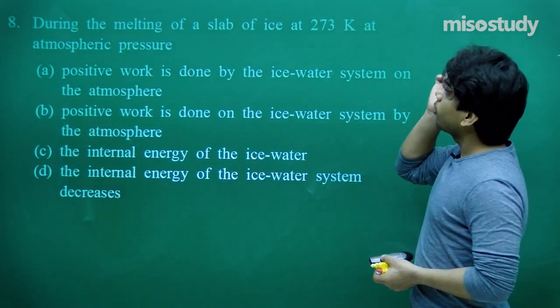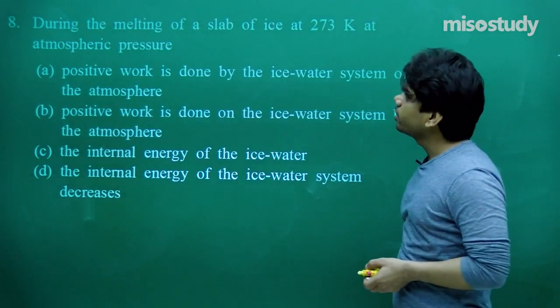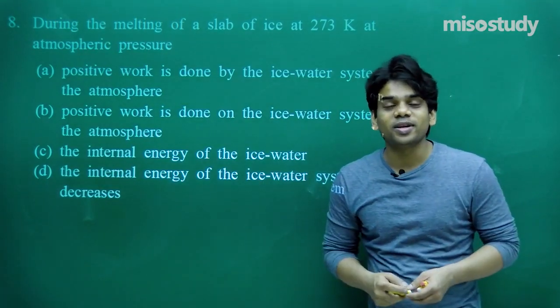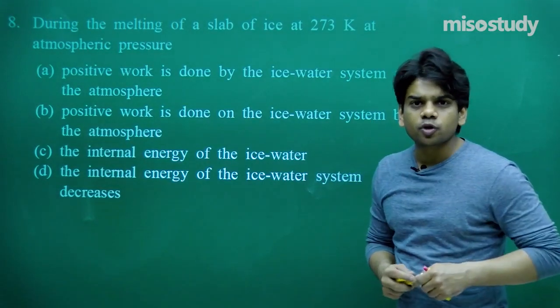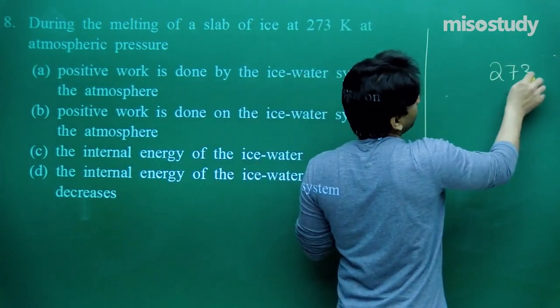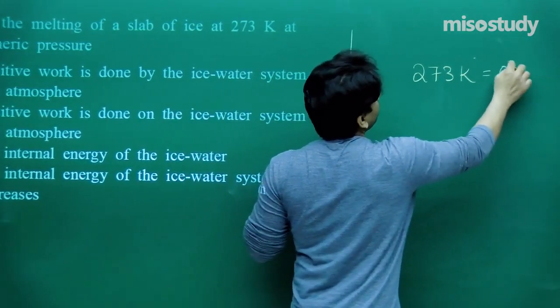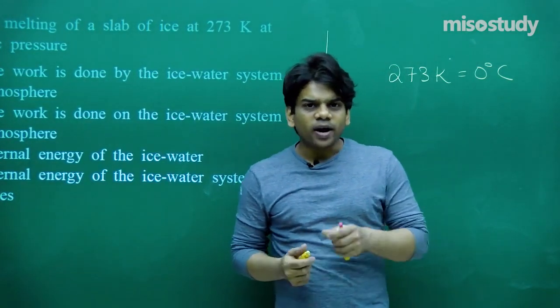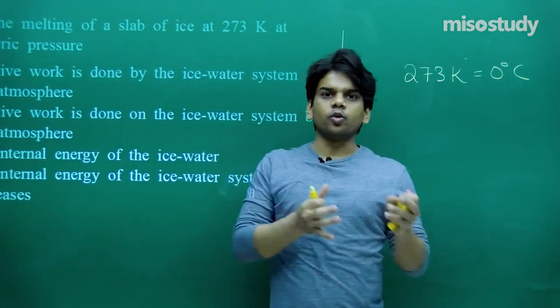During the melting of a slab of ice at 273 Kelvin at atmospheric pressure, ice melts at 273 Kelvin. First of all, 273 Kelvin is equal to 0 degrees Celsius. Ice melts at this temperature. Now what happens if ice melts? It's converting from solid to liquid.